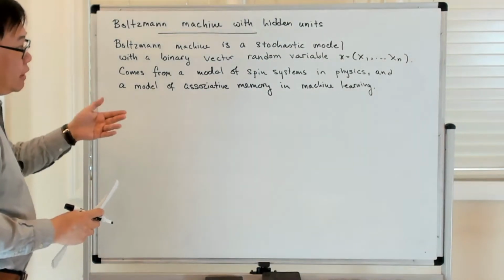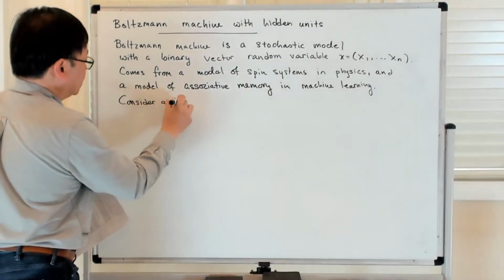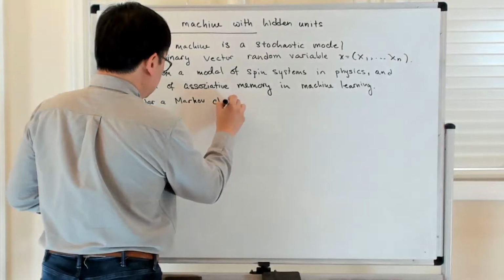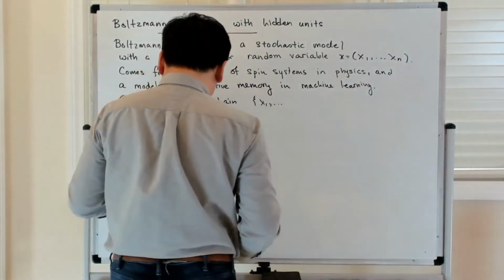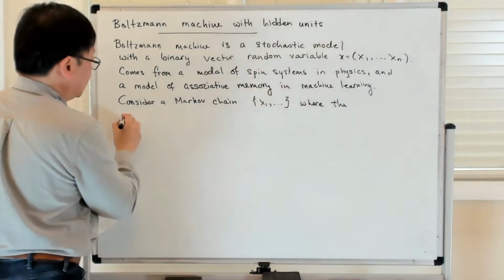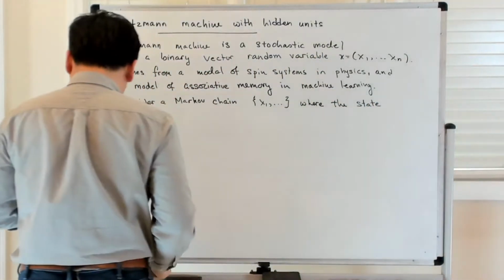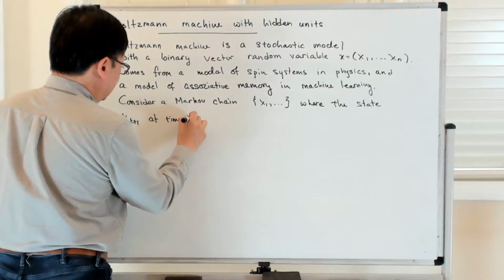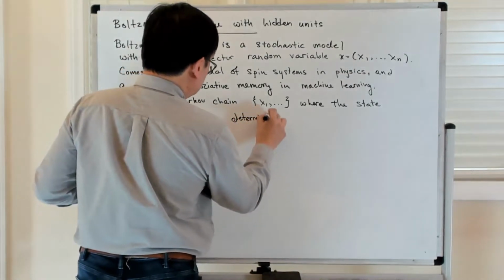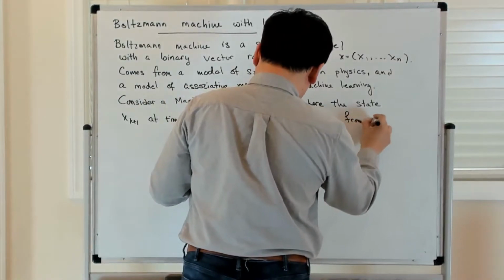So basically what's happening is that you have a Markov chain. You consider a Markov chain x1, and so on, where the state at the new time, say k plus 1, is determined stochastically from the previous value, xk.